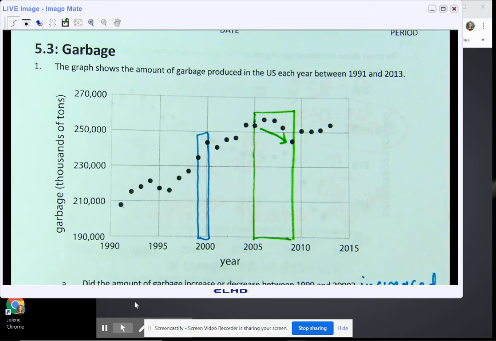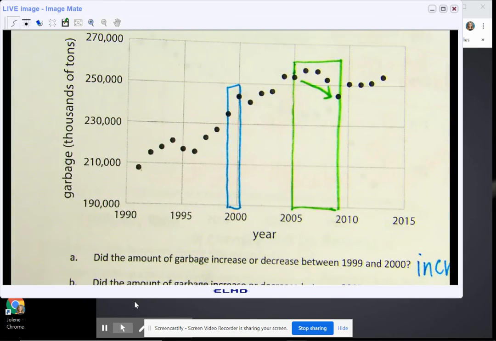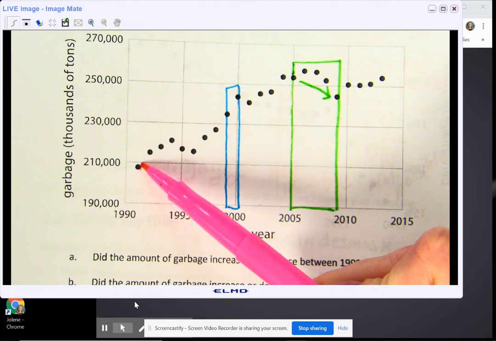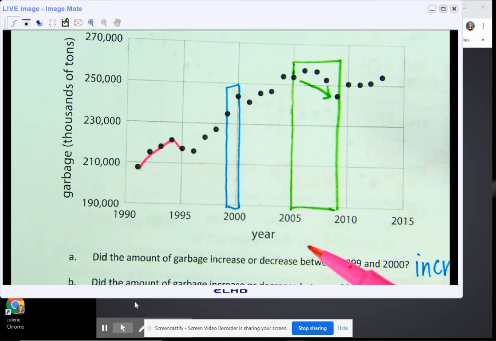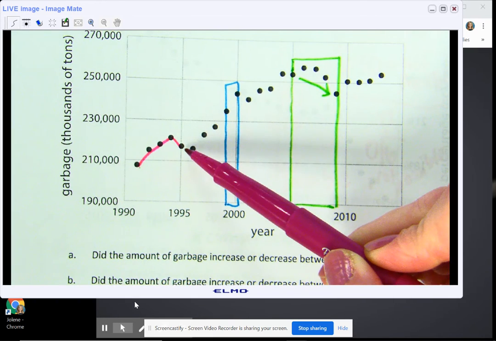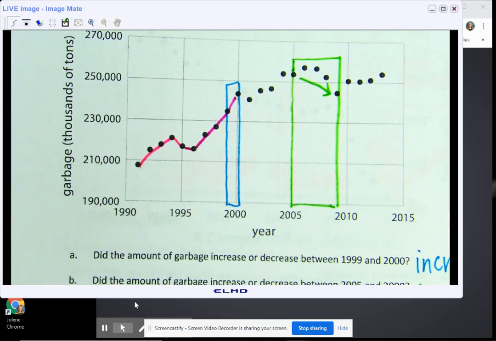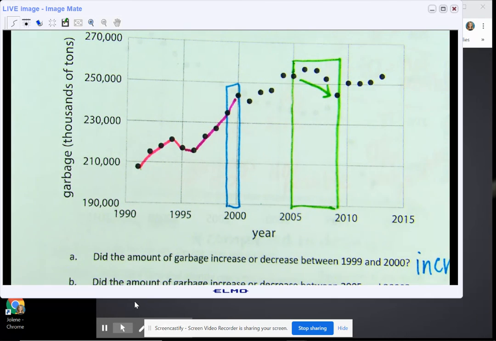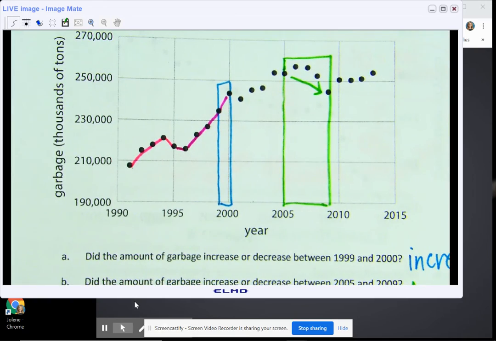Part C, in between 91 and 95, the garbage increased for 3 years. So 91 to 95, it increased for 3 years and then decreased the 4th year. You describe how the amount of garbage changed from 95 to 2000. So hopefully from 95 to 2000, you said that it decreased a little bit for a year and then it increased. Okay, so decreased a little and then increased is hopefully what you said for C. All right, any questions on that one?